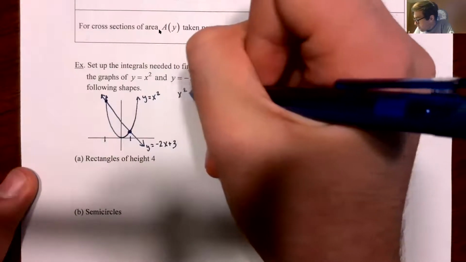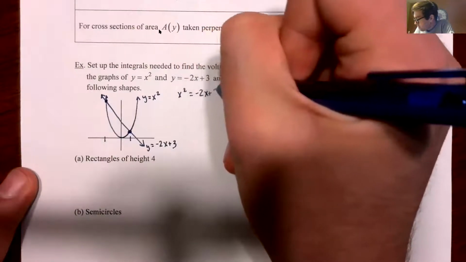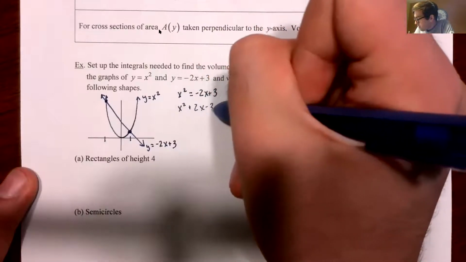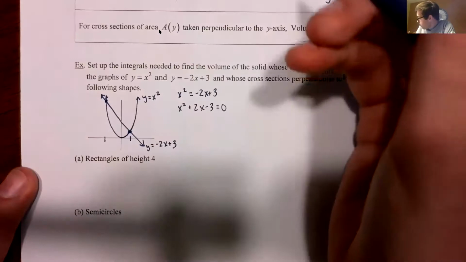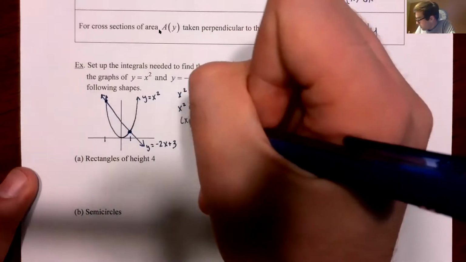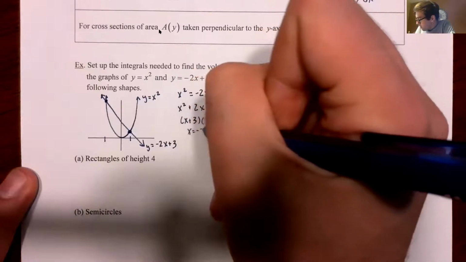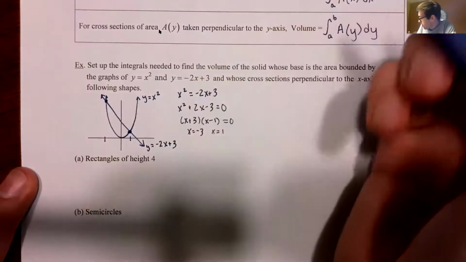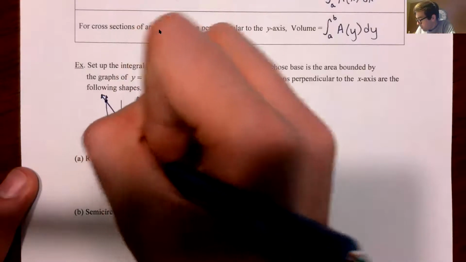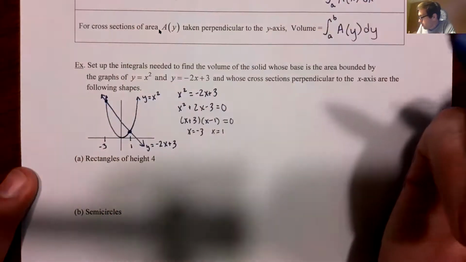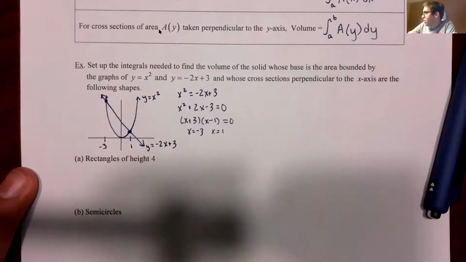So we have x squared equals negative 2x plus 3. X squared plus 2x minus 3 equals 0. And we can change that to (x plus 3)(x minus 1). So x equals negative 3 and x equals 1. So that means we've got x values of negative 3 and 1 where these intersection points are. Okay, so that's going to be important.